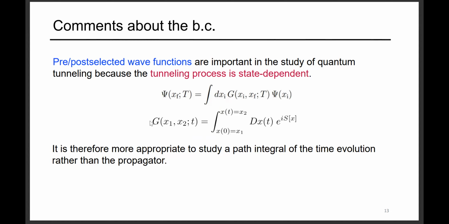So basically, instead of considering the path integral of the propagator, we are considering the integration of the propagator with the initial wave function instead. So this is also a path integral. As I said, it is therefore more appropriate to study a path integral of the time evolution rather than the propagator itself. And also on the technical side, performing a simulation on the time evolution is actually much easier than performing the simulation on the path integral of the propagator.